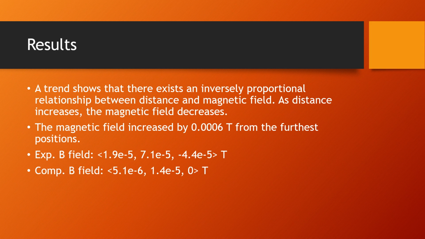And yeah. So for our results, a trend shows that there exists an inversely proportional relationship between distance and magnetic field. As distance increases, the magnetic field decreases, and vice versa. The magnetic field increased by about 0.0006 teslas from the furthest positions, and our two B fields, experimental and computational, from our GlowScript data were actually quite different from each other. The experimental B field was much larger in magnitude compared to our computational data, and there's no z component with the computational B field.